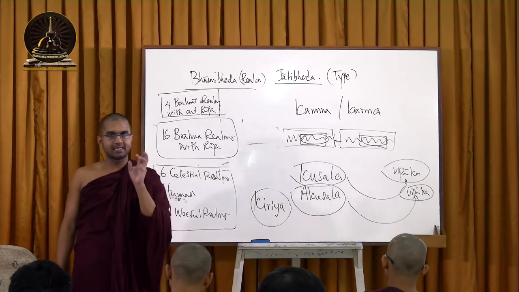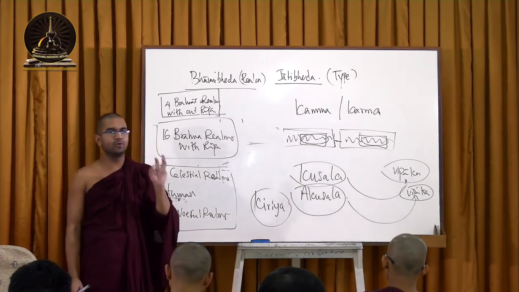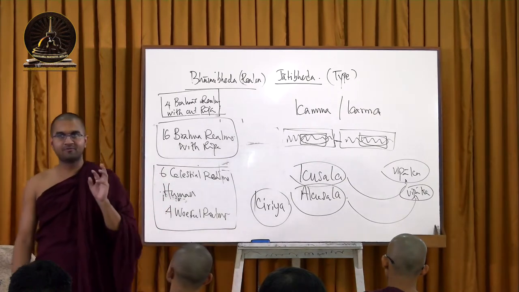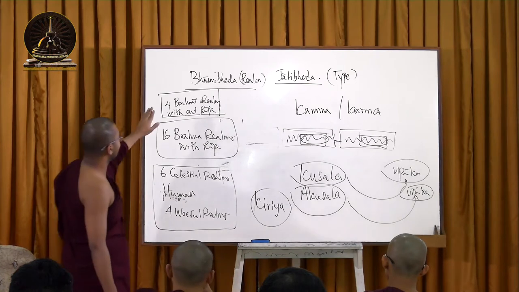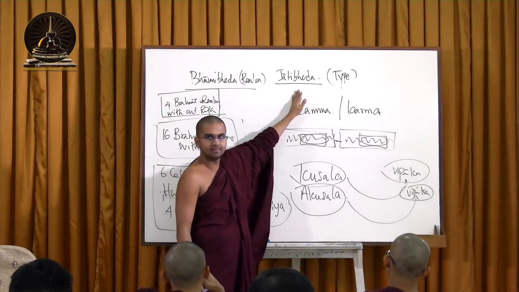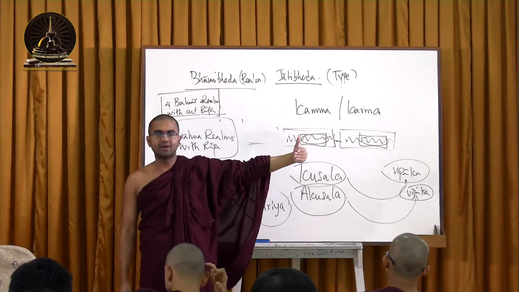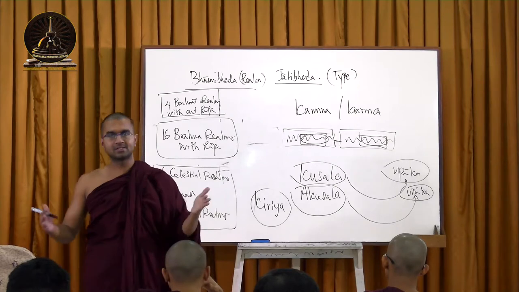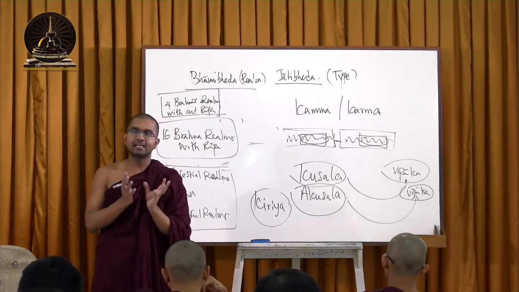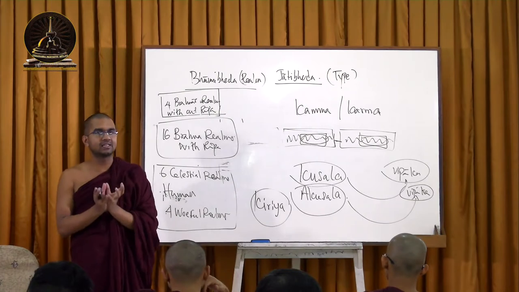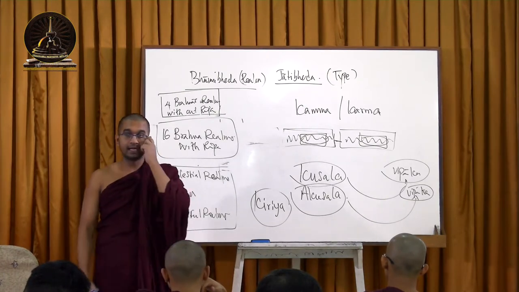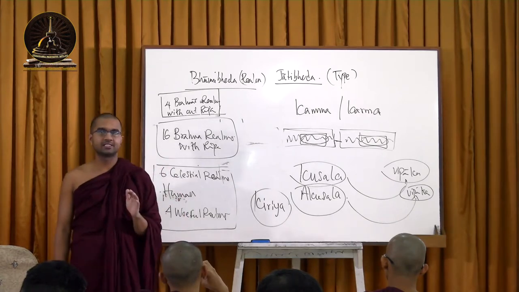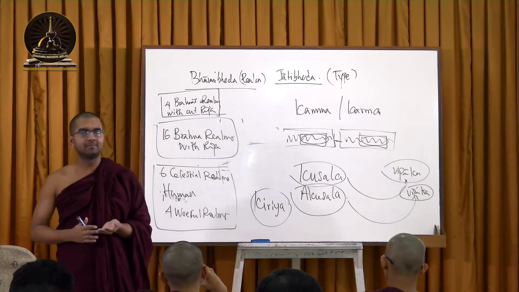So normally all the cittas have this basic attribute of knowing an object. But based on their classification of bhūmi, classification of jāti, and in the next lecture we are going to discuss classification of functions and classification of the sankhara, based on these reasons we can categorize the same citta into 89 types. So 89 types is not the final classification. We can make it 121, sometimes more than that.